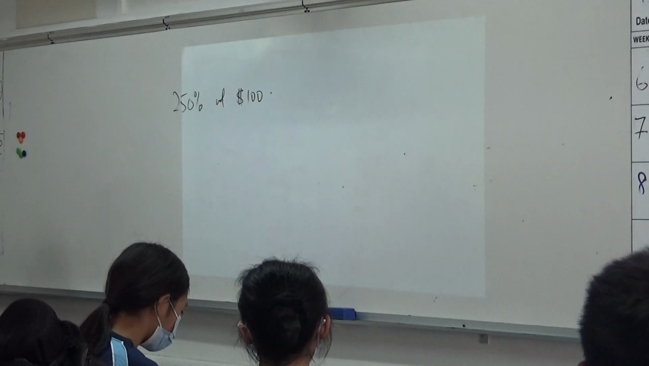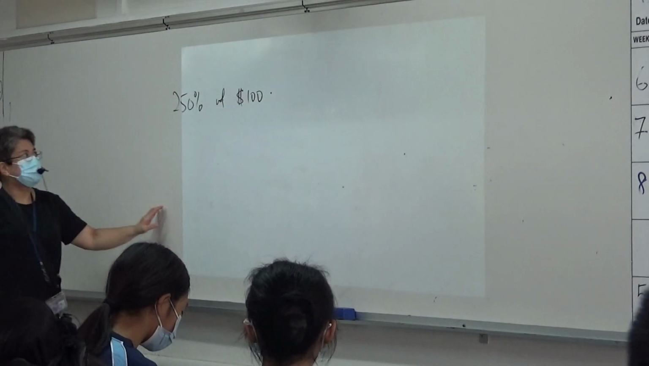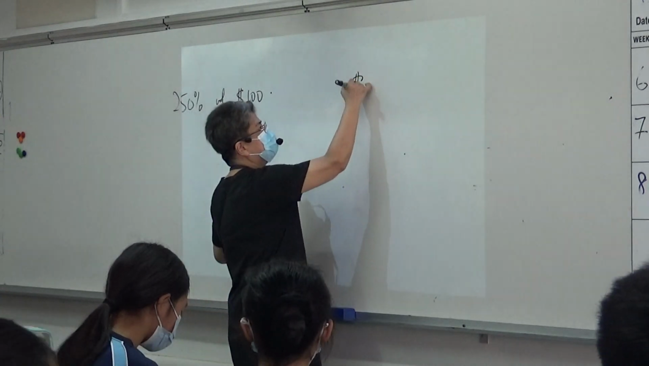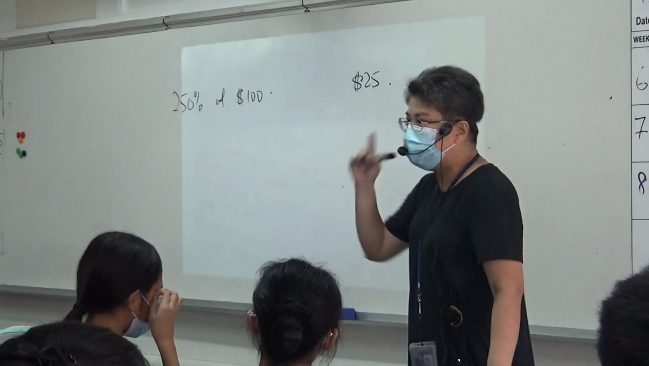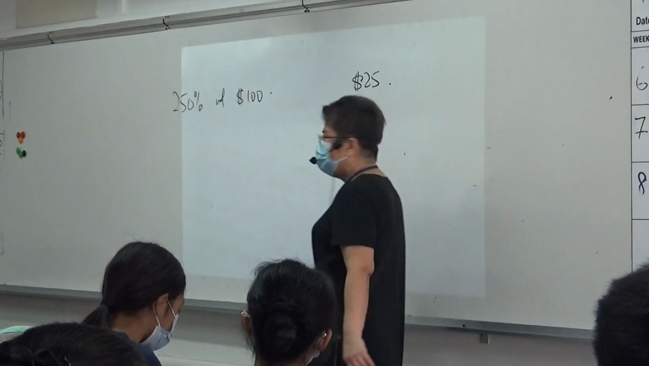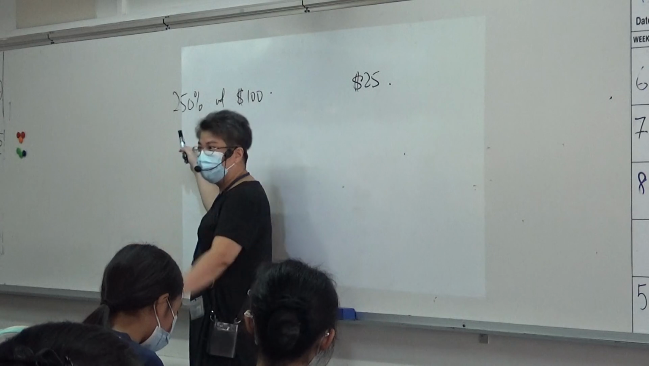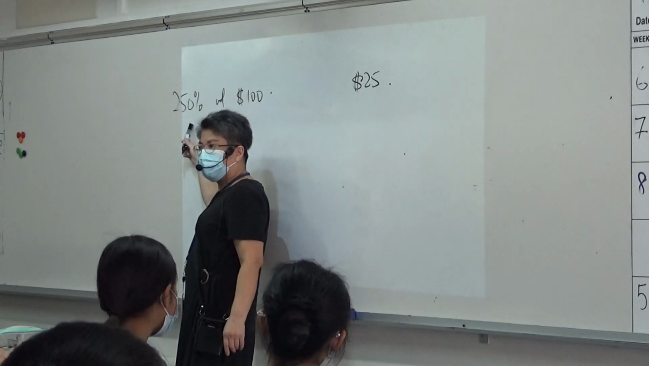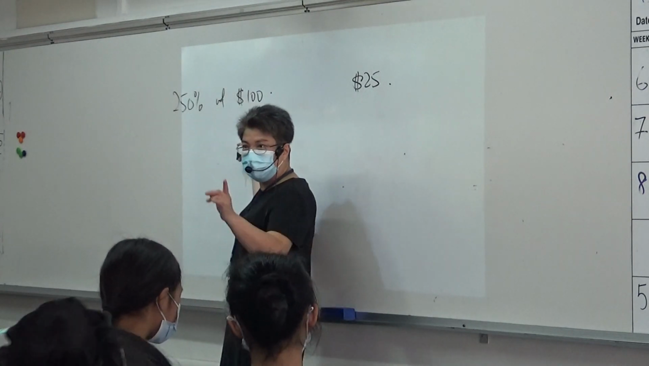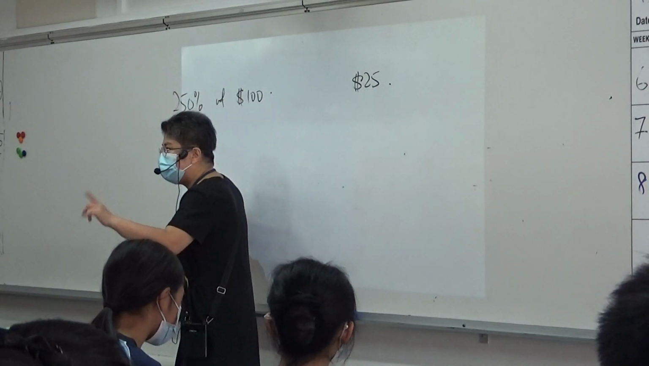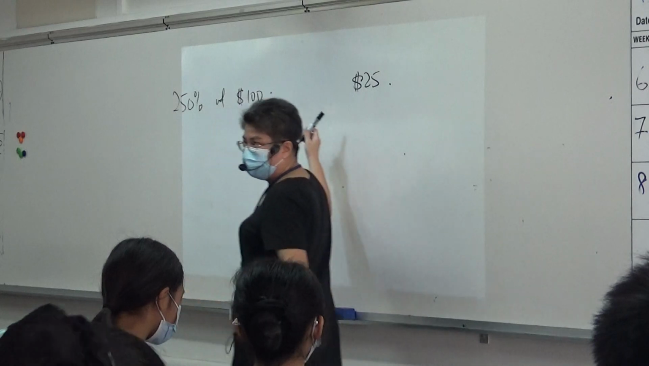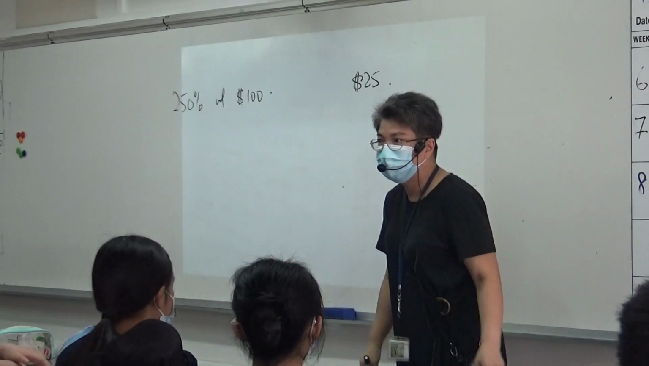I don't want any calculations. He said his answer is $25, and he said explain why it's incorrect. Now what is this percent? Just now I told you 250, right? Or 100. It must be more than $100, right? Because this percentage is more than 100%. So to get the $25 is not possible.